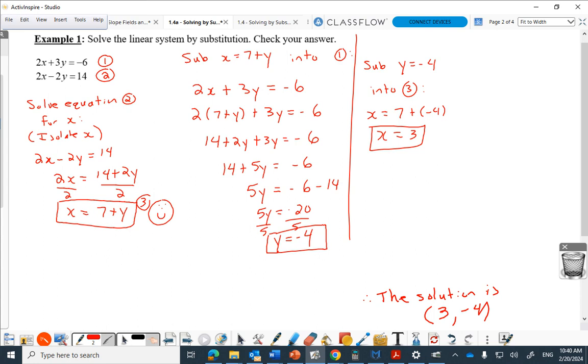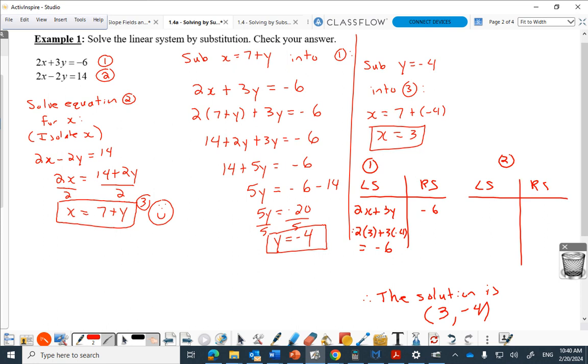Okay, equation 1. Left side, right side. Did I leave enough space here? 2x plus 3y should be -6. That's 2 times 3 plus 3 times -4. That's 6 minus 12, -6. Oh, good. Equation 2. Left side, right side. 2x minus 2y. And that's supposed to come out to 14. So that's 2 times 3 minus 2 times -4, which is 6 plus 8, is 14.